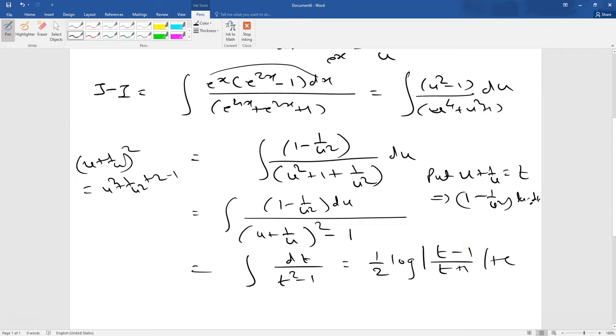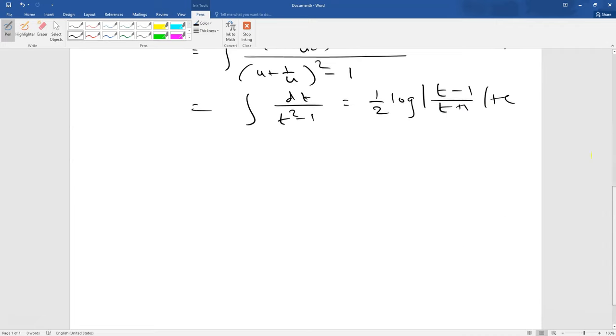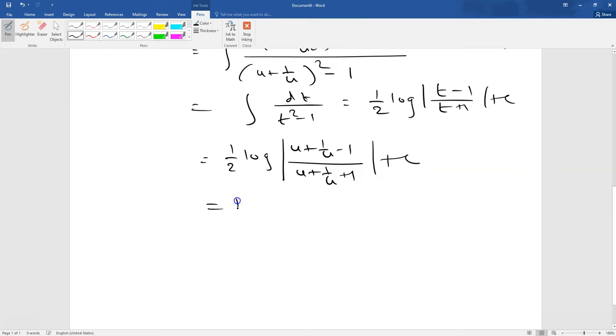Now re-put the values back. Right? We have to put the value of t in terms of u and then the value of u again in terms of x. So this is going to be what? 1 half log of, what is t? u plus 1 upon u minus 1, upon u plus 1 upon u plus 1, plus c. Right? So this is going to be 1 half log of, this is how, u square minus u plus 1 upon u square plus u plus 1 plus c.